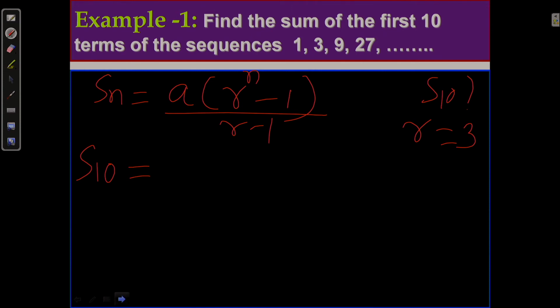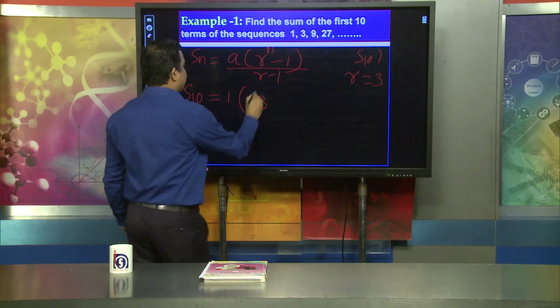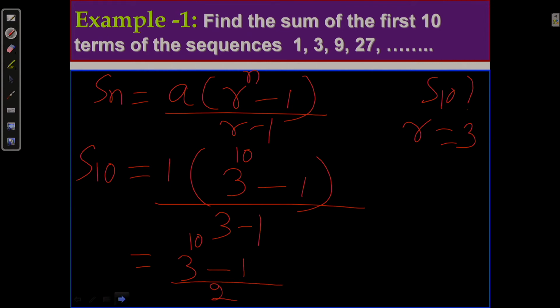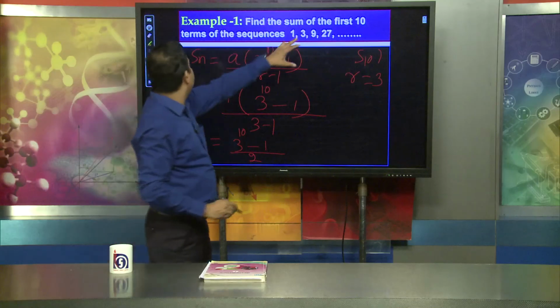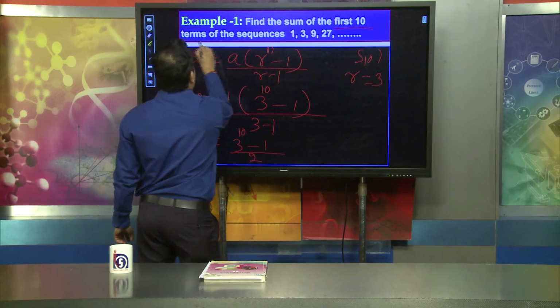the value of A, that means 1, into 3 raised to the power n minus 1, where n is given as 10, so 3 raised to the power 10 minus 1, divided by r minus 1, that means 3 minus 1. Again we will solve very simply: 3 raised to the power 10 minus 1 divided by 2. That value gives the sum of the first 10 terms of the sequence 1, 3, 9, 27.